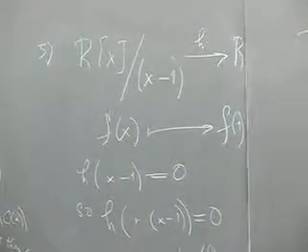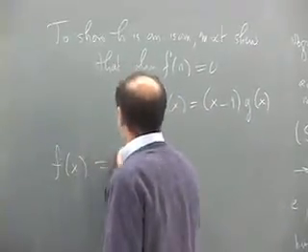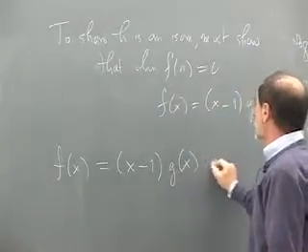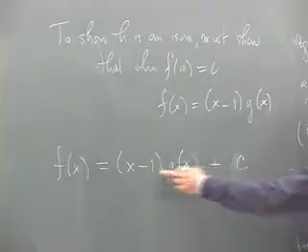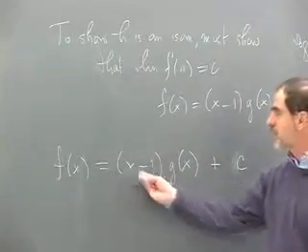And for this, we use the Euclidean algorithm that says we can take any polynomial f of x and write it as x minus 1 times g of x plus a constant, which is a polynomial of degree less than the degree of x minus 1. And you can do that because this is a monic polynomial.